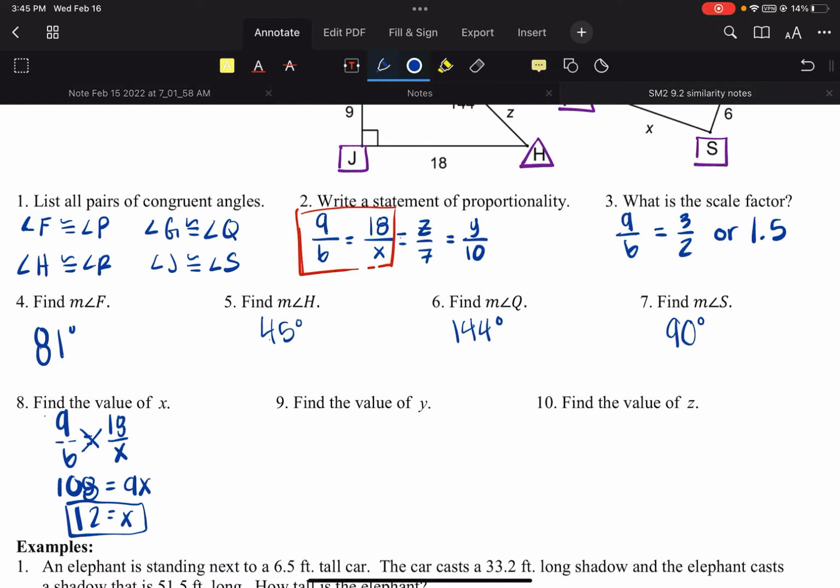Okay. Now I'm going to find the value of y. So I'm going to repeat the same process, but now, instead of using the 18 over x, I'm going to use the y over 10. I'm going to cross multiply. Get 90 is equal to 6y. 90 divided by 6 is 15. So our y is equal to 15. For my value of z, again, I'm going to repeat the same process, but now I need to use the z fraction.